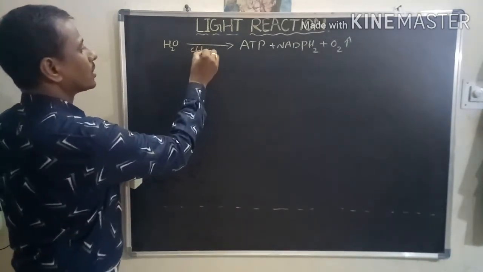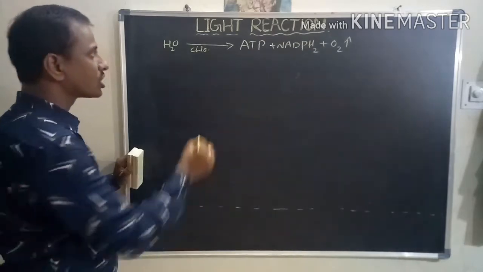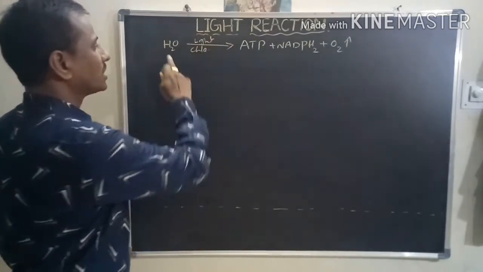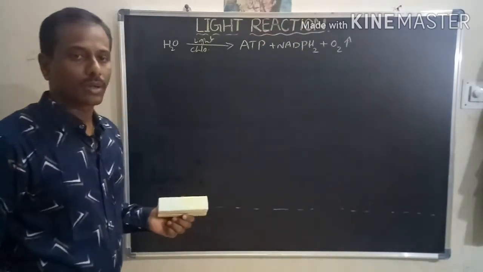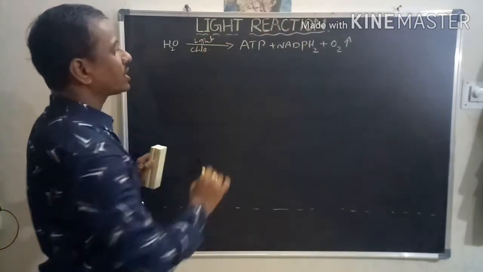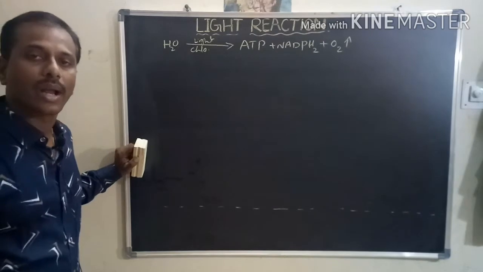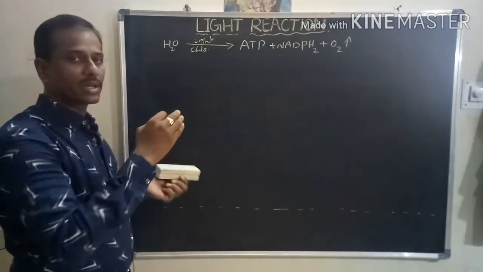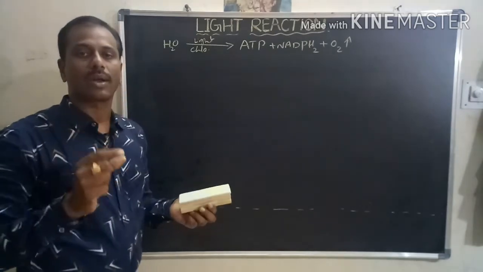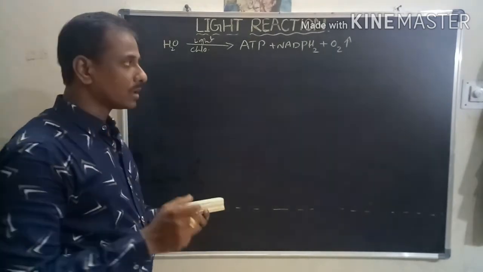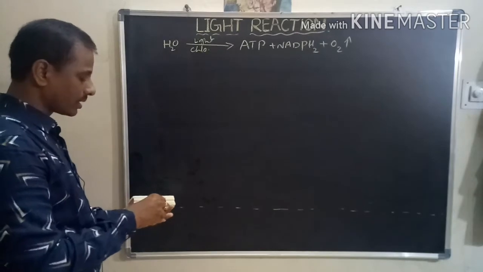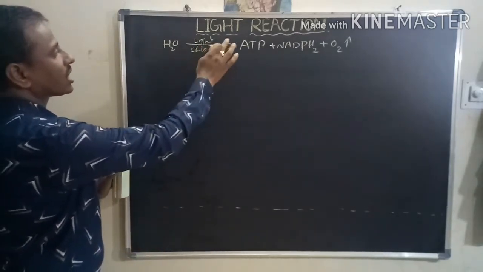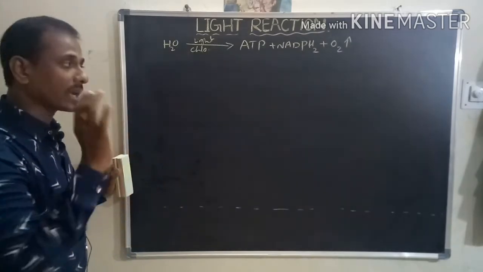Here chlorophyll is essential, and it takes place in the presence of light. This is the light reaction. See, the light reaction is completed in grana. We know about the grana structure. Grana contain small units called thylakoids. First I draw here a thylakoid structure. The light reaction is completed in the membrane of the thylakoid.